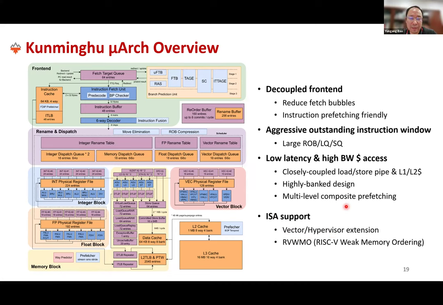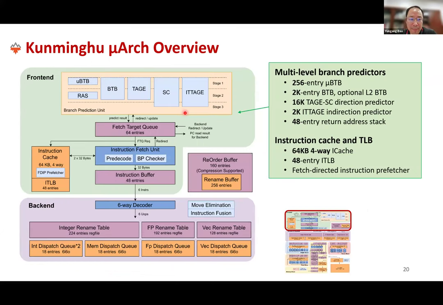Just to quickly go through the microarchitecture of Kunminghu part by part. This part is for the front end. There are multiple level branch predictors and also an instruction cache and a TLB, with a reasonable size of cache and TLB.